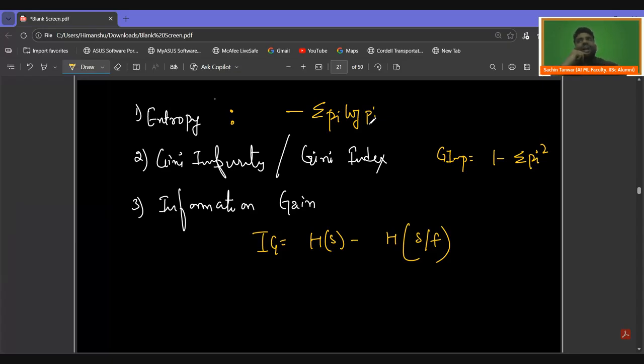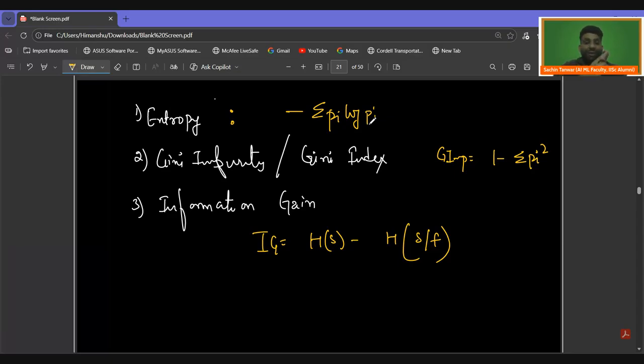Okay, so entropy actually talks about the randomness, the uncertainty. What is the uncertainty I'm having? What is the randomness I'm having at any point of time? For example, you are tossing a coin. What is the uncertainty related to this particular coin?